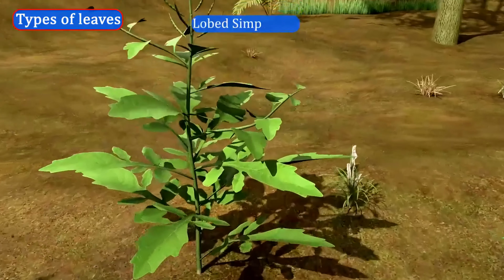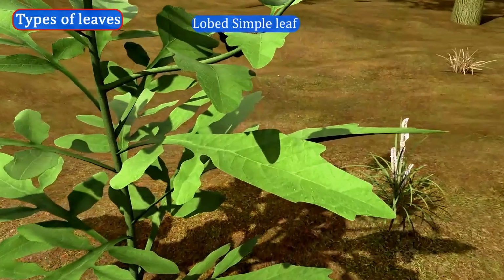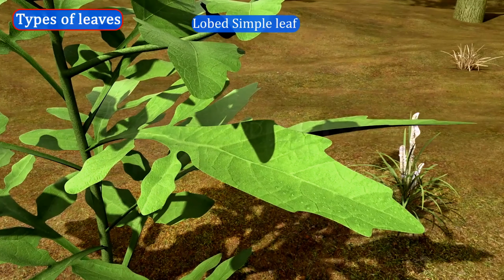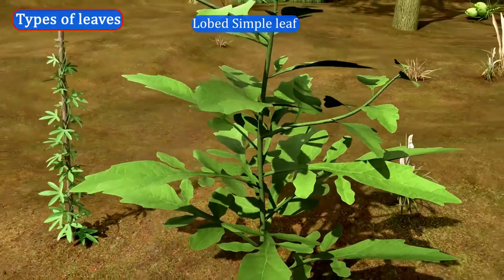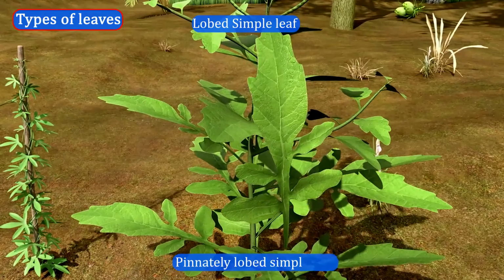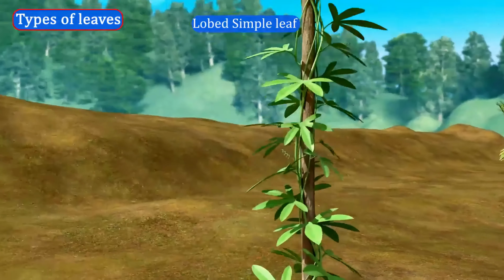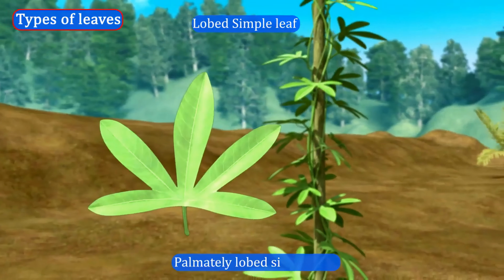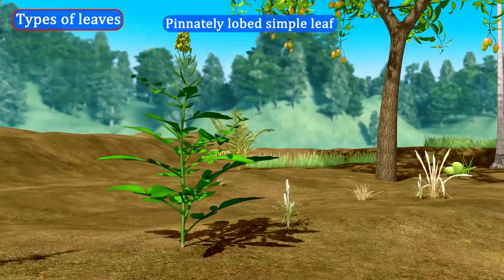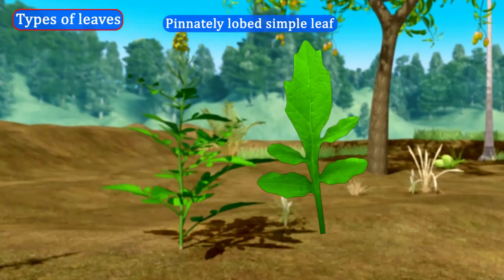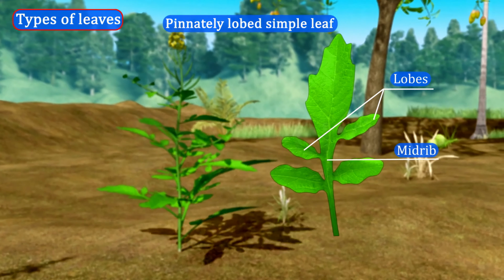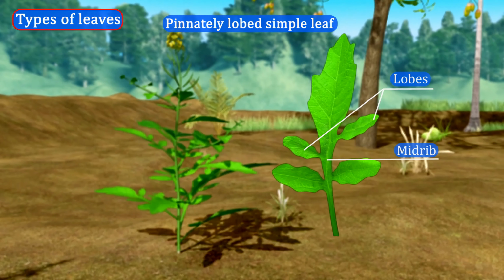In a lobed simple leaf, the lamina is partially dissected into lobes. On the basis of position of lobes, simple leaves are classified into two types. They are pinnately lobed simple leaves and palmately lobed simple leaves. Pinnately lobed simple leaf. In this simple leaf, lobes of the lamina are present on either side of the midrib. Such simple leaves are seen in Brassica.